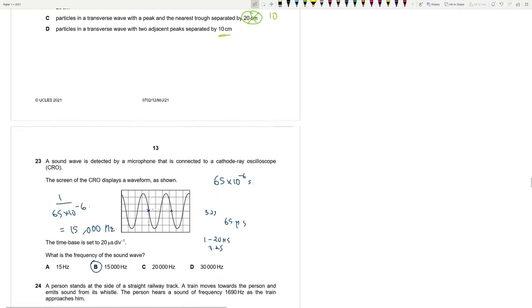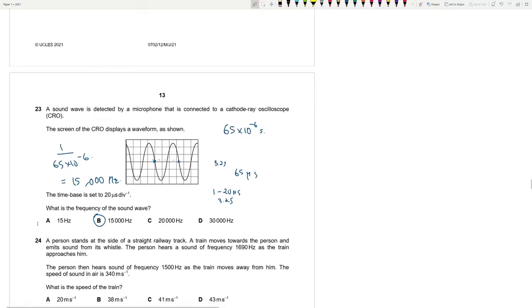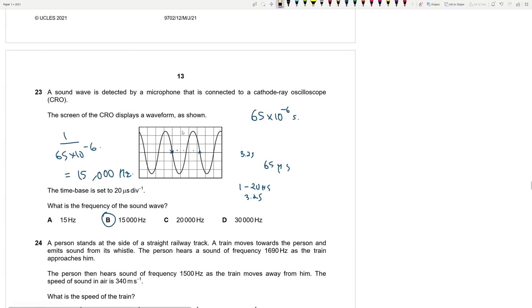Moving on to 23. A sound wave is detected by a microphone that is connected to our CRO. The screen of the CRO displays a waveform as shown. The time base is set to 20 microseconds per division. What is the frequency of the wave? Okay, let's try to figure this out.